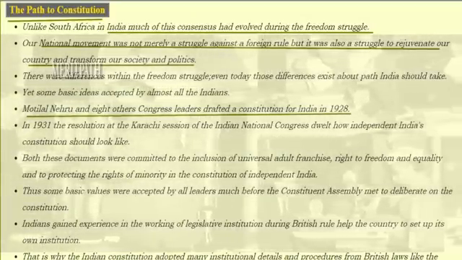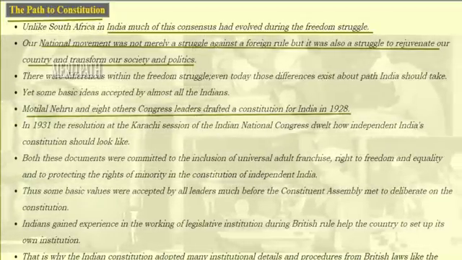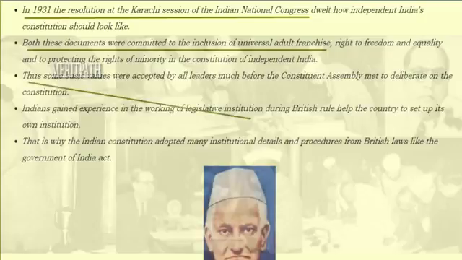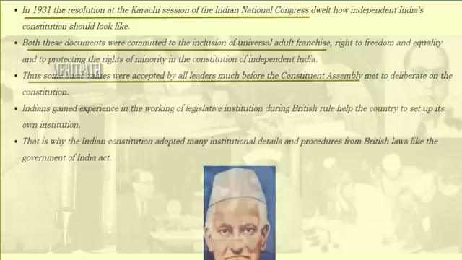Motilal Nehru and eight other Congress leaders drafted a constitution for India in 1928. In 1931, the resolution of the Karachi session of the Indian National Congress dealt with how independent India's constitution should look. Both these documents were committed to the inclusion of universal adult franchise, right to freedom, equality, and to protect the rights of minorities in the Constitution of independent India. So some basic values were accepted by all the leaders before the Constituent Assembly met to deliberate on the Constitution.